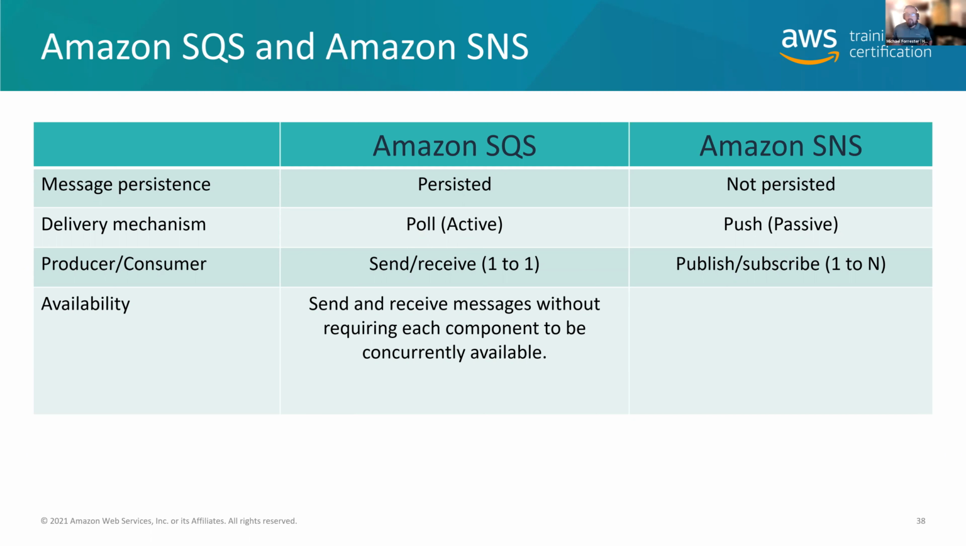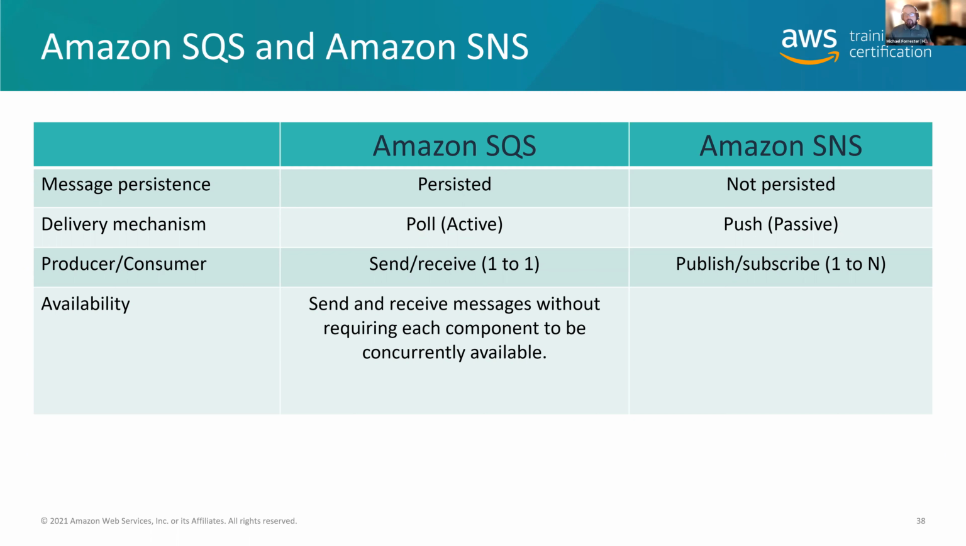With SQS, you go to the queue and you pull it, right? So that's an active step on the client side. With SNS, you just receive the message. The client didn't have to do anything. They've already subscribed. That was their only activity. And when a message is sent, it just comes straight to the client or subscriber, right?